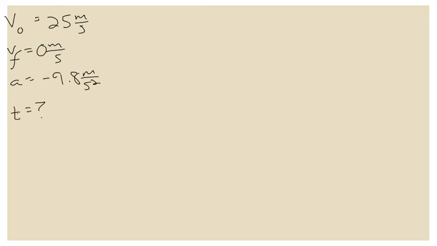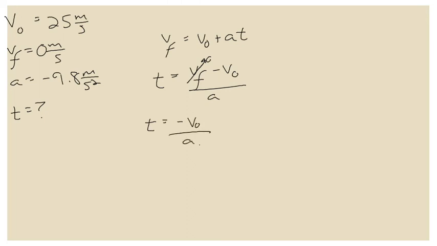It should be clear to everybody that the equation we're going to use here, because we have v naught, a, v f, and we're looking for t, is v final equals v naught plus at. And when we solve that for the time, we get v final minus v initial over the acceleration. And because the final velocity is 0, we can just go ahead and cross that out right off the bat. And that gives us the time is the negative of the initial velocity over the acceleration.